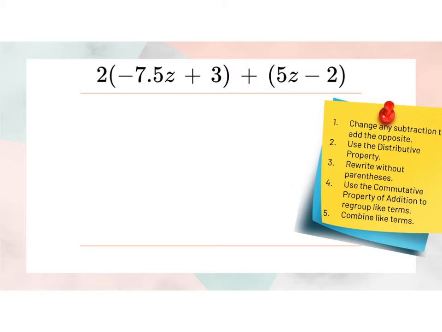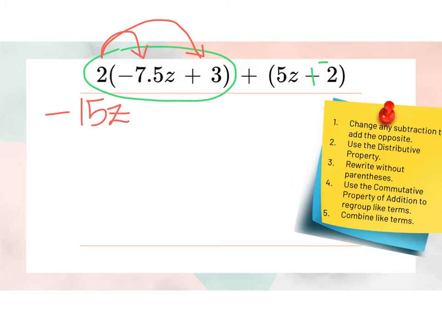Here we have some subtraction, so I'll change that to add the opposite first. I do see that we have a coefficient out in front of parentheses, so I'll also distribute the 2 over parentheses. That means that we will multiply the 2 by each of the terms inside of parentheses before we rewrite this problem. 2 times negative 7 and 5/10 z is equal to negative 15z. Remember, a positive times a negative is a negative. Plus 2 times 3 is 6, plus 5z plus negative 2.